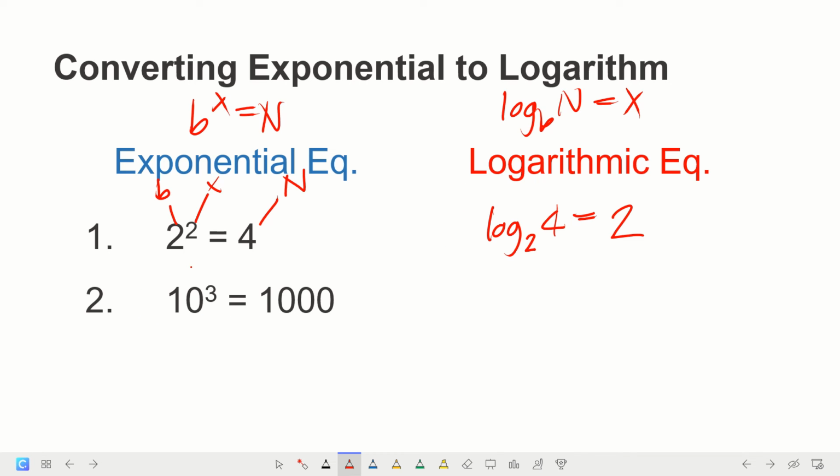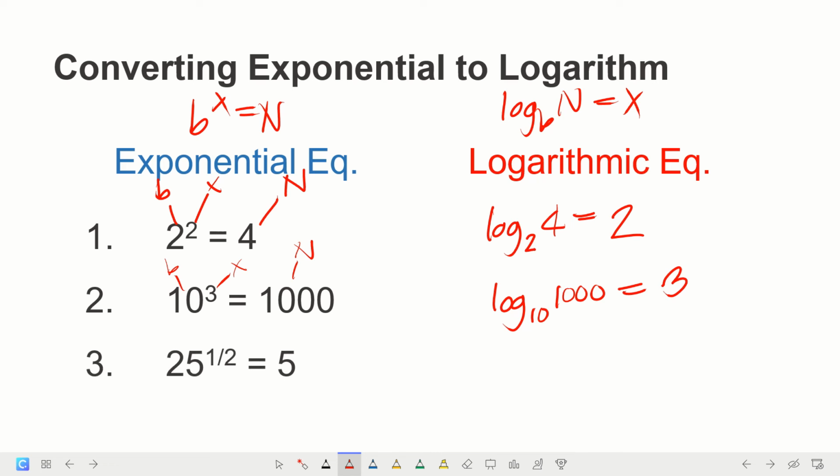Again, we have here the base, the exponent, and the value of n. So our base is equal to 10, our n is 1,000, and our x is equal to 3. So 10 raised to 3 is equal to 1,000 is the same as the logarithm of 1,000 to the base 10 is equal to 3. For number 3, we have 25 raised to 1 half is equal to 5. So log of 5 to the base 25 is equal to 1 half.